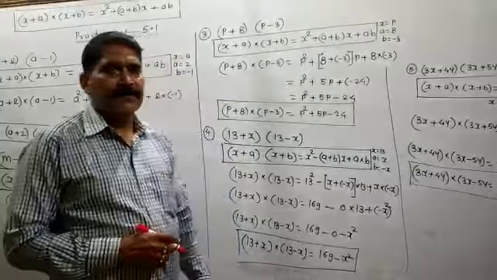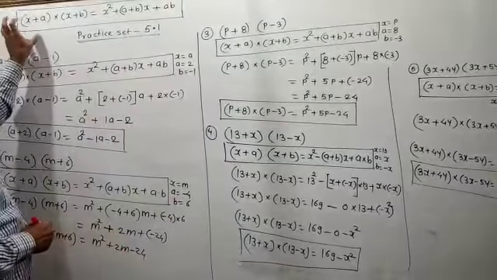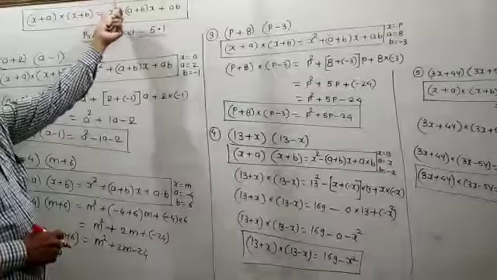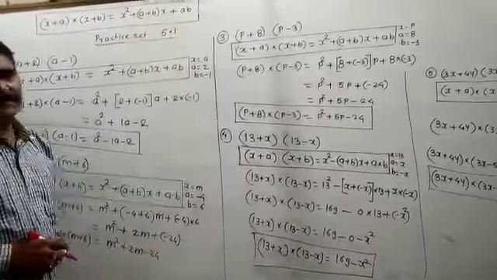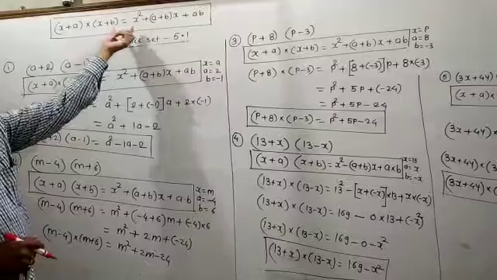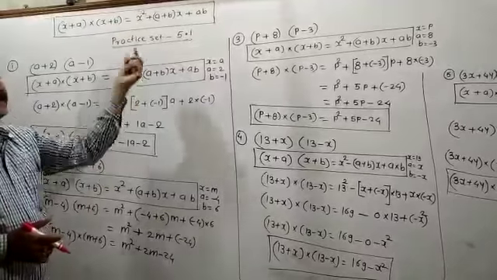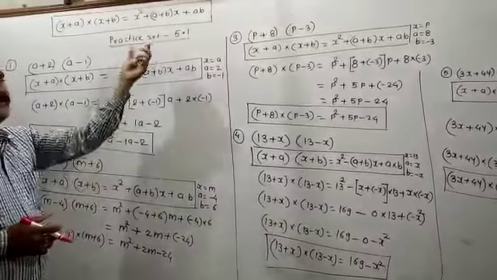Friends, you have to start with (x + a)(x + b) = x² + (a + b)x + ab. We already proved this identity. You have to utilize this identity in practice set 5.1.